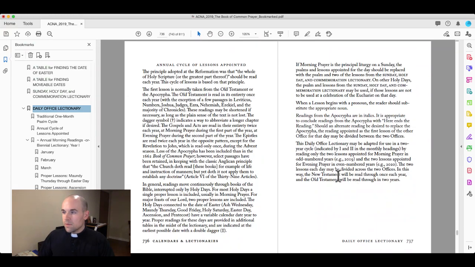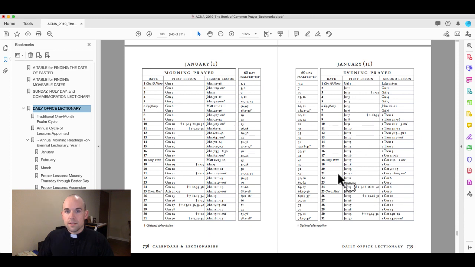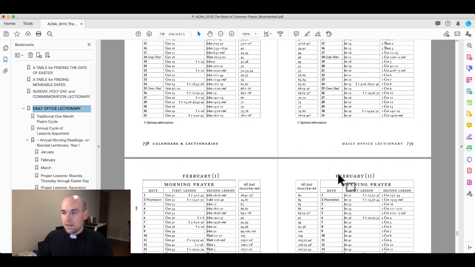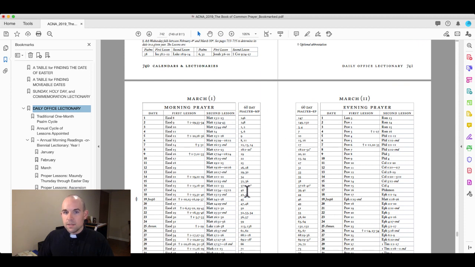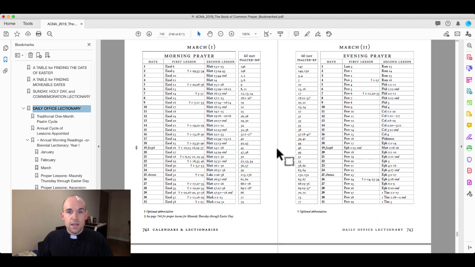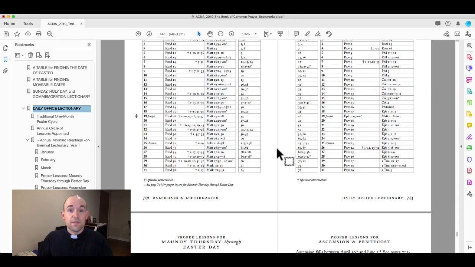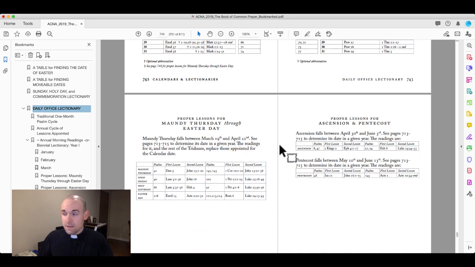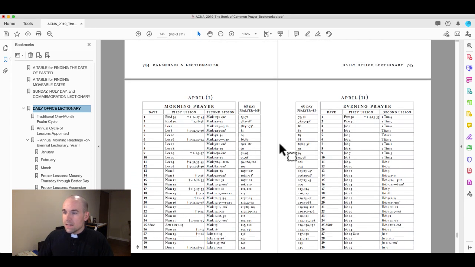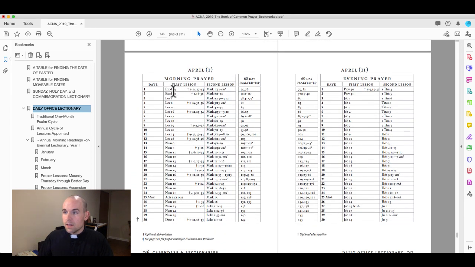But then the majority of the daily office lectionary are these monthly tables. Okay, they give you on the inside, so in these columns right here, the Psalms assigned for each day if you want to go through the book of Psalms every 60 days instead of every 30 days. So that's less reading per day. All right. And then it also gives you the first lesson and the second lesson for morning prayer, and then on the right-hand side for evening prayer.